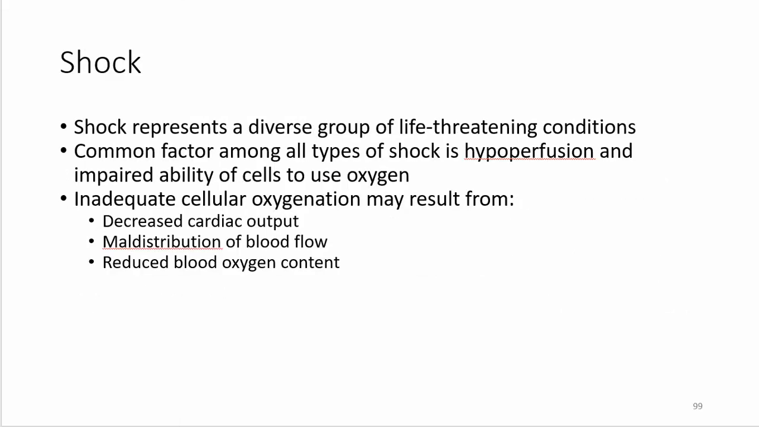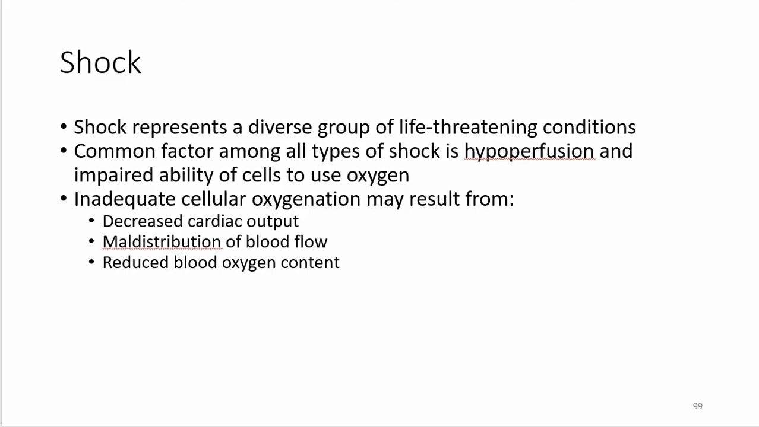Okay, next topic is shock. Now, shock, you hear this a lot. A lot of people suffer from shock. Really, shock is a group of different conditions that are all lumped together under shock. What they have in common is that there's a hypoperfusion of blood and/or an impaired ability of the cells to use oxygen. So really, it's about not delivering oxygen.